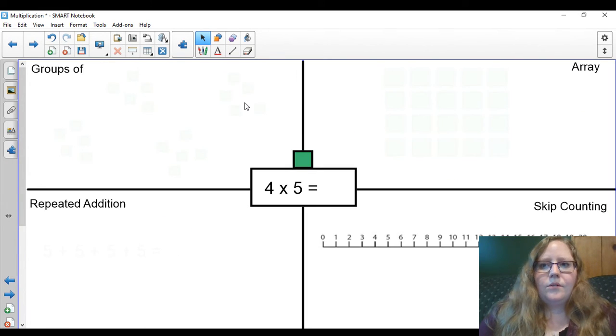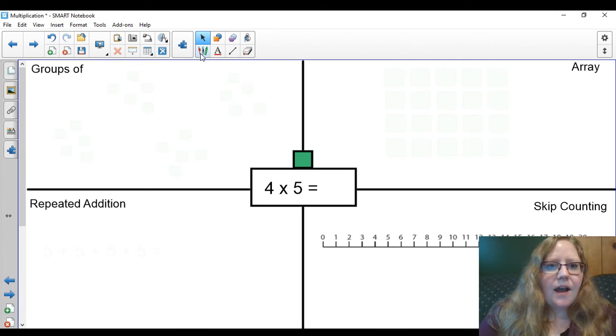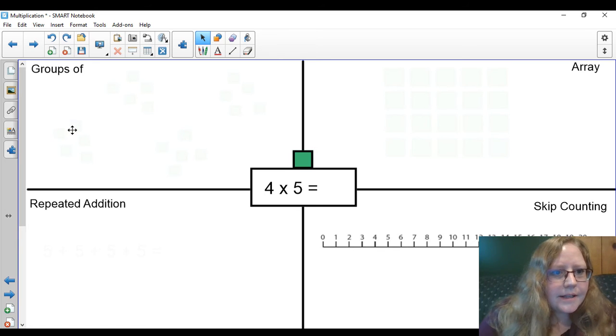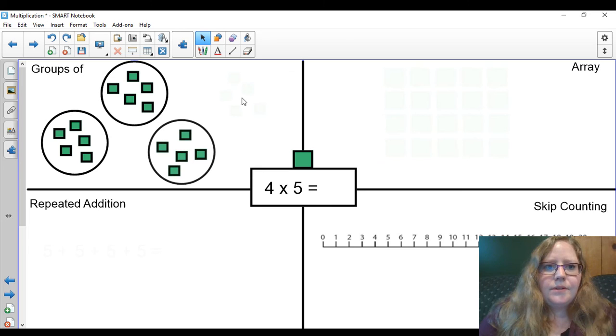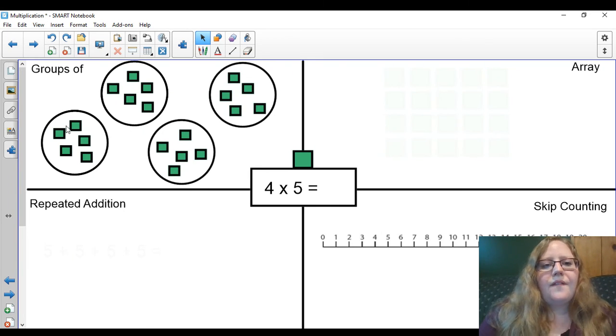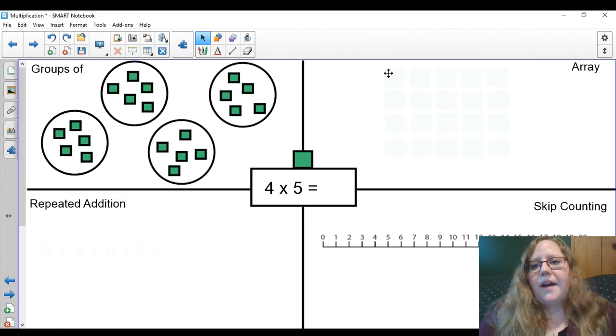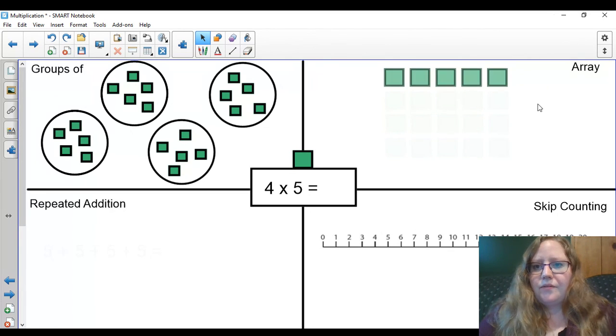I'm going to see if we can do a trickier one here. So 4 times 5. Let's see if we can do that. 4 groups of 5. So 4 groups with 5 in each. Actually, I already set it up. So I've got 1 group, 2 groups, 3 groups, 4 groups with 5 in each group. If I count them in total, what's my answer? I get 20.